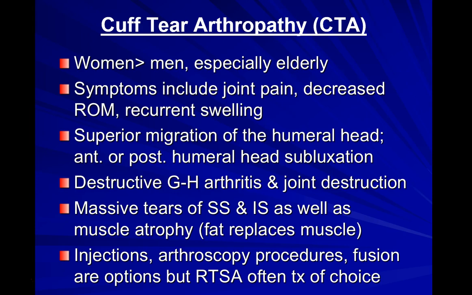So they may go in with a scope and clean it out, get rid of bone spurs, help with the inflammation and that type of stuff. In severe cases, they might even do a shoulder fusion, which can help with the pain. But a lot of times, if they're a candidate for it, a good treatment of choice from that orthopedic surgeon is to do a reverse total shoulder arthroplasty.